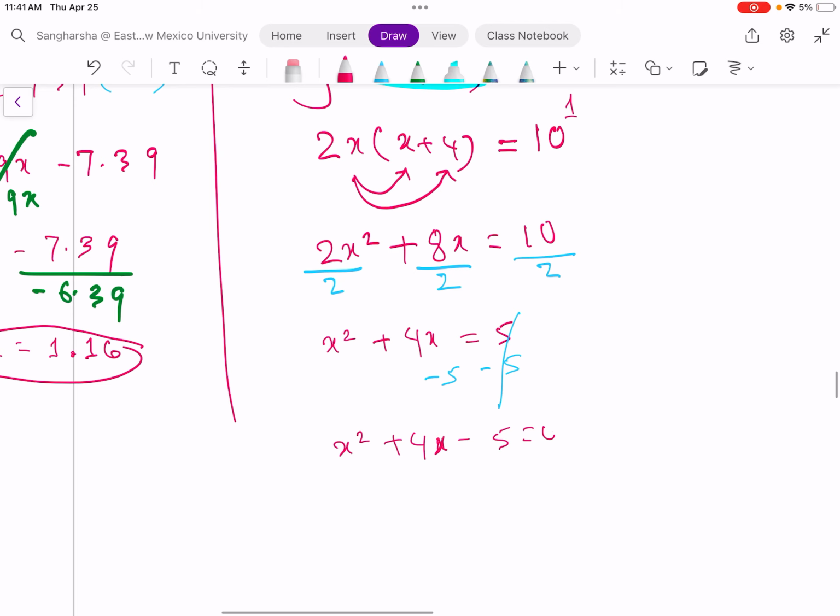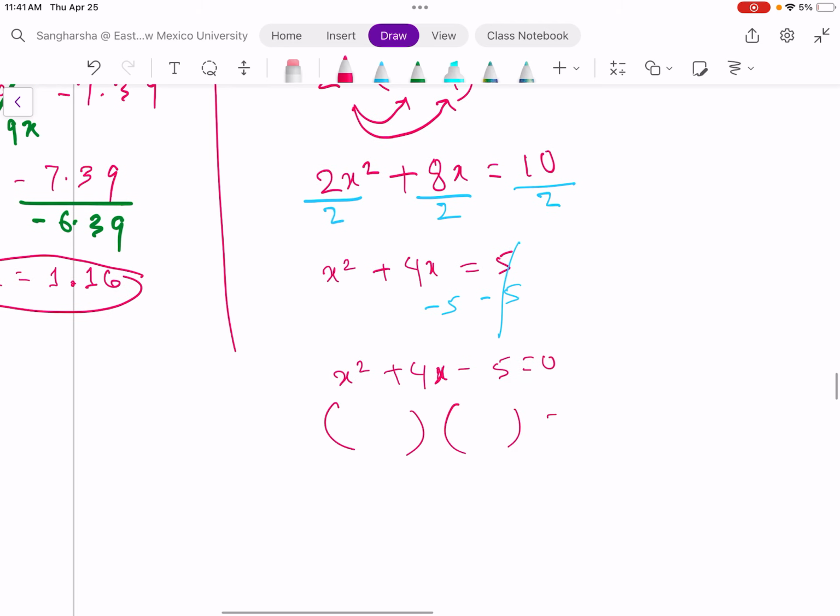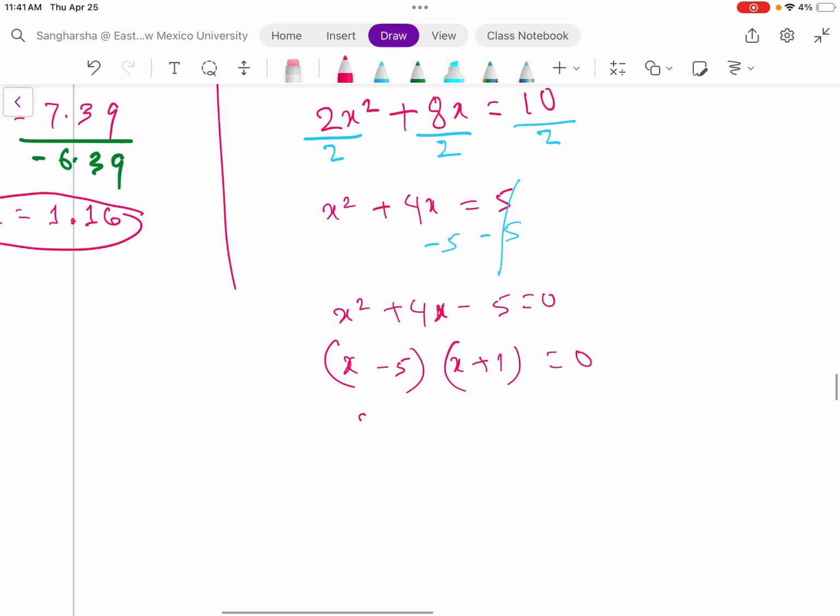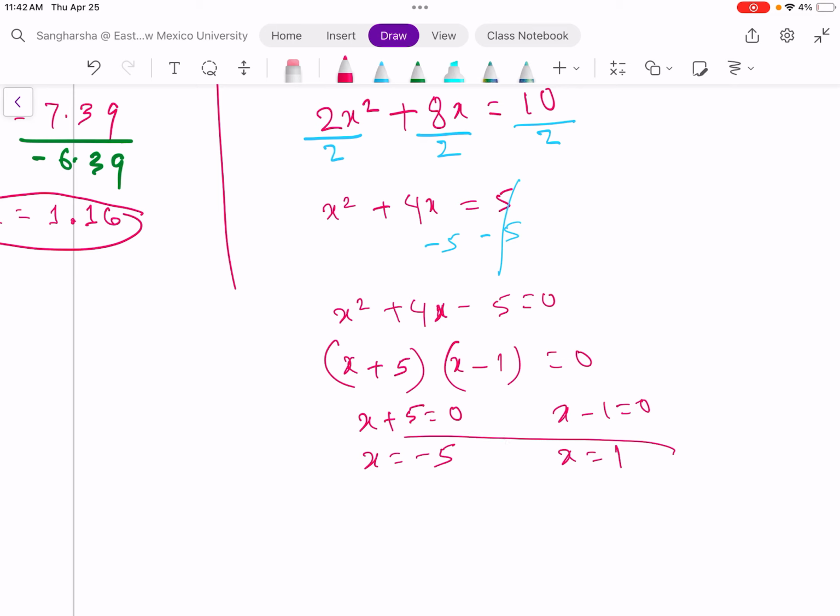Let's factorize using the FOIL method. So x is the first term. Now let's find the two numbers whose product is -5 and sum is 4. That is -5 plus 1. So we set each factor equal to 0. So x minus 5 equals 0, x plus 1 equals 0. So we have a positive 4, it means we're going to have a positive 5 and -1. So our x is -5 from this equation, x is positive 1 from this second equation, and these two are the solution.